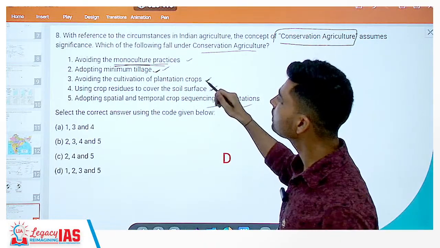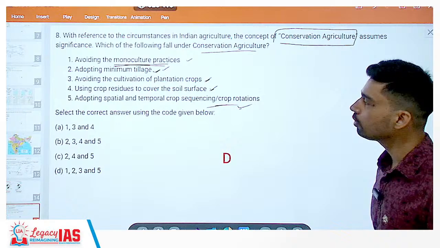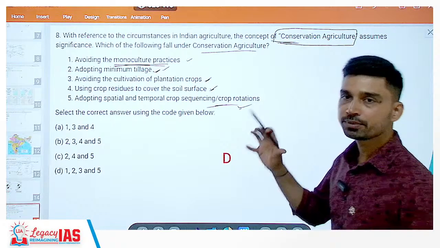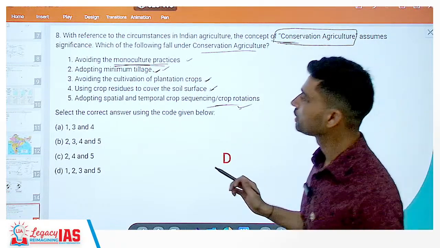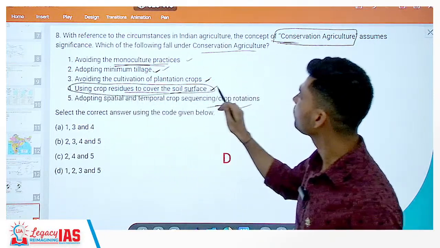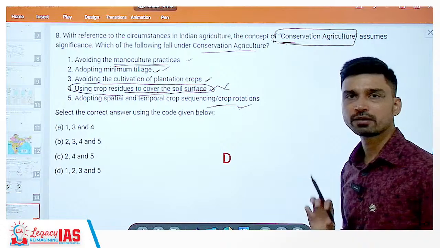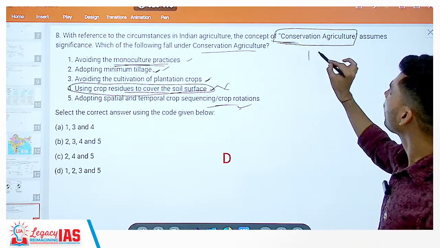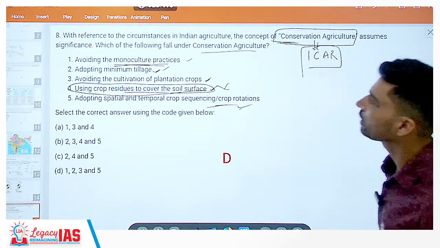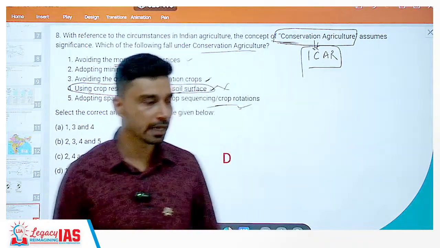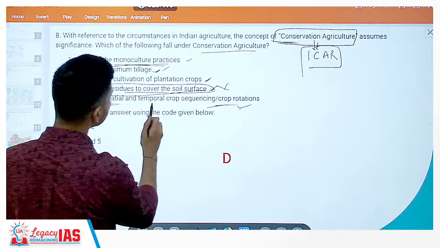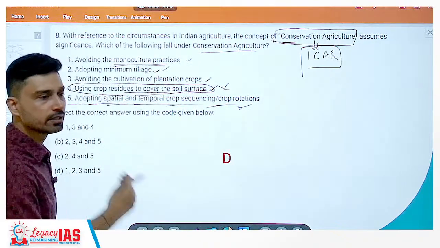Third is avoiding the cultivation of plantation crops, that also can be considered correct, because plantation crops do not help in preserving and protecting the soil nutrients. Fourth is using crop residues to cover the soil surface. Now this is not something that is related to the concept of conservation agriculture. If you go to the website of ICAR, that is the Indian Council of Agricultural Research, they have properly defined conservation agriculture and what the elements are. So from there the question has been taken. Fifth, they have given on their website that adopting a spatial and temporal crop sequencing or crop rotation.